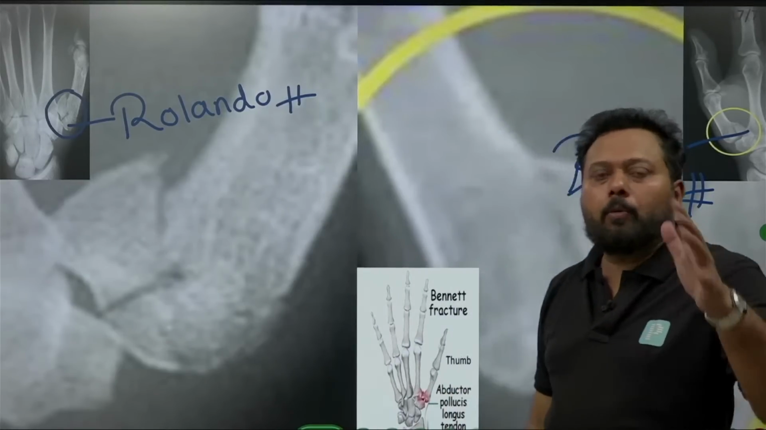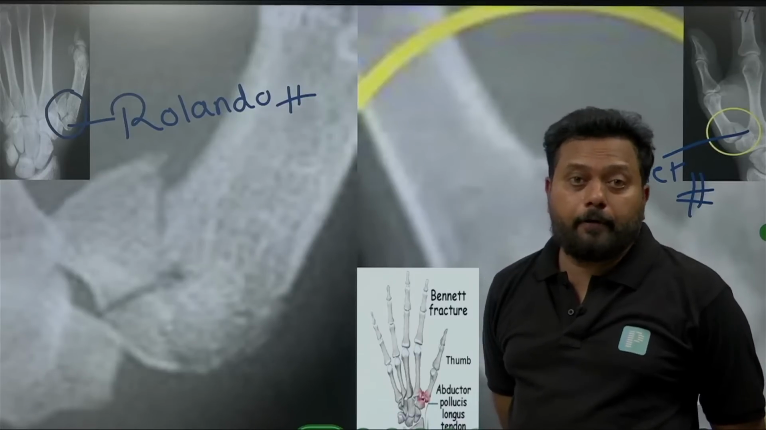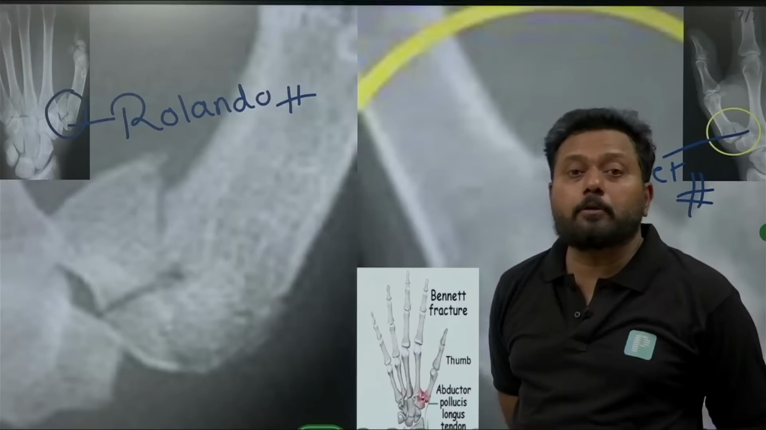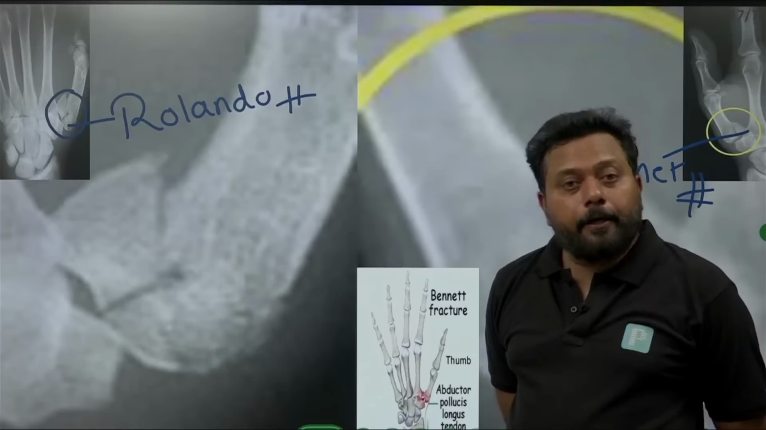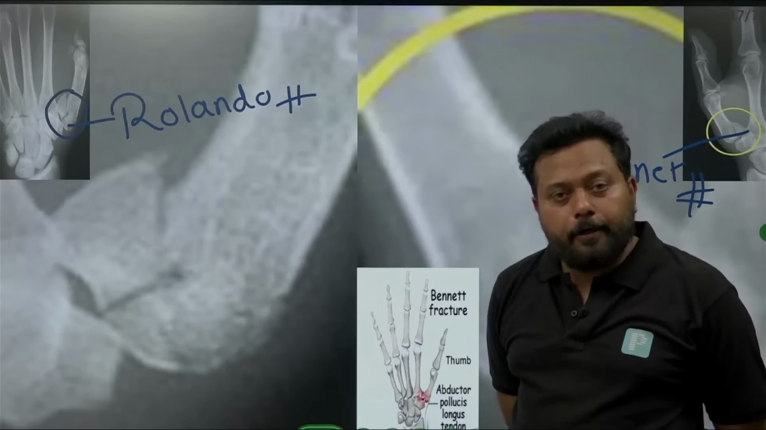What is Rolando? What is Bennett? Bennett fracture is an oblique fracture. Both are intra-articular, dear friends, because I had seen two MCQ books wrongly given, one as intra-articular, one as extra-articular. No, never. Both Rolando and Bennett are intra-articular fractures. If it is comminuted intra-articular, it is called Rolando. Oblique intra-articular, it is called Bennett.